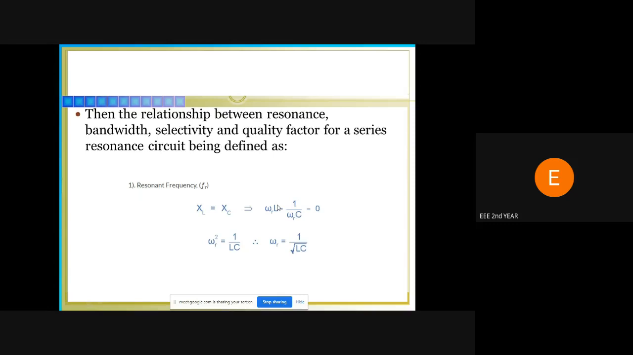The resonant frequency occurs at the condition XL equals XC. So at that time, omega_r L minus 1 divided by omega_r C equals 0. Omega_r squared equals 1 divided by LC, and then omega_r equals 1 divided by root of LC. Right?